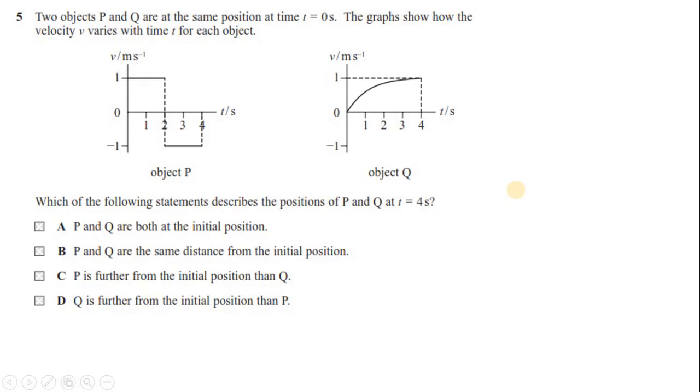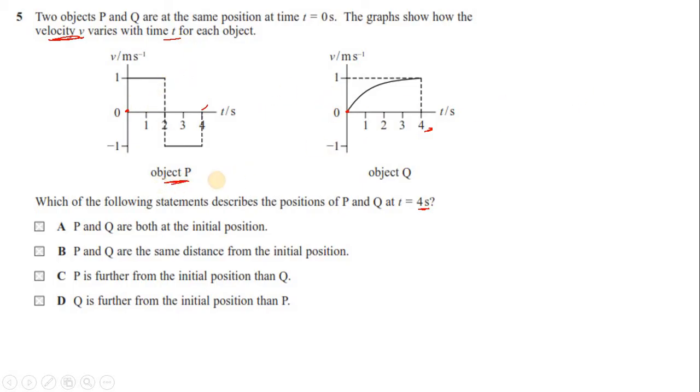Question number 5. Two objects P and Q are at the same position at time t equal to 0. The graphs show how the velocity v varies with time t for each object. Okay, so at t equal to 0, both objects were at O. Now which of the following statements describes the positions of P and Q at t equal to 4 seconds? So this is t equal to 4 seconds. Now you need to understand these are velocity versus time graphs, not speed-time graphs, and velocity is a vector quantity.